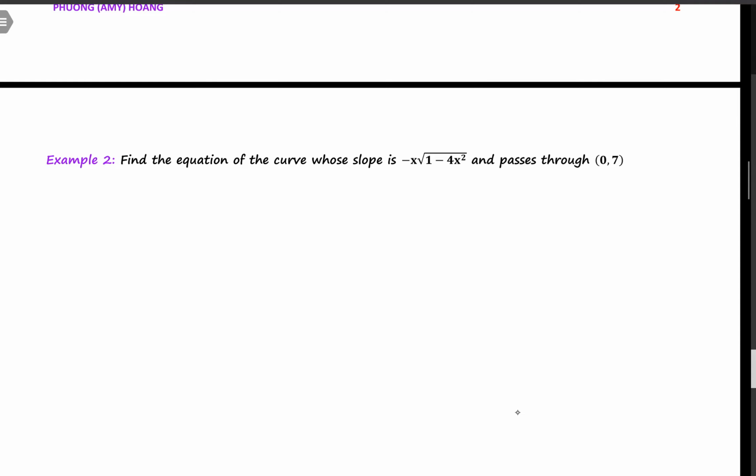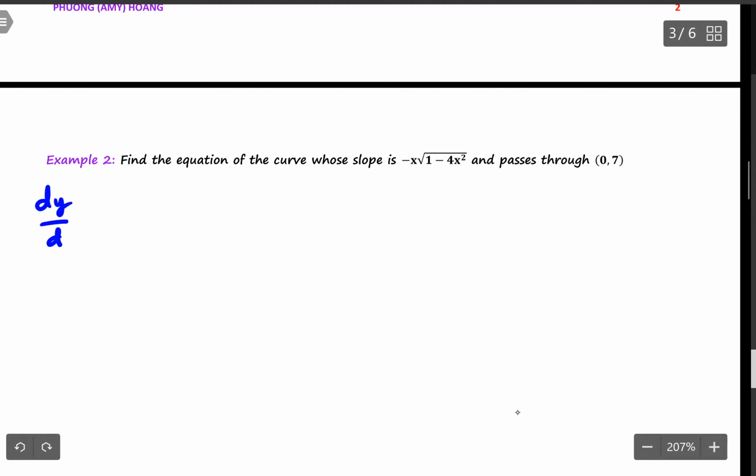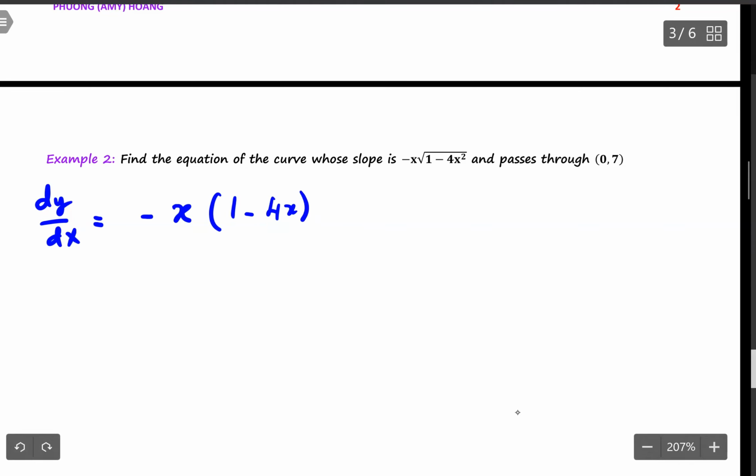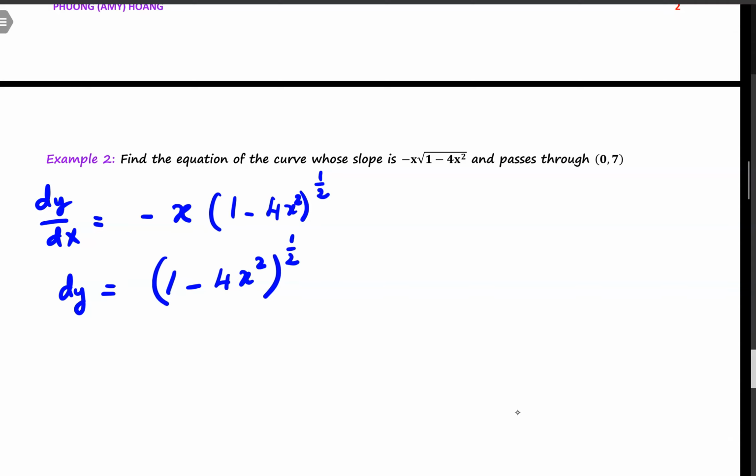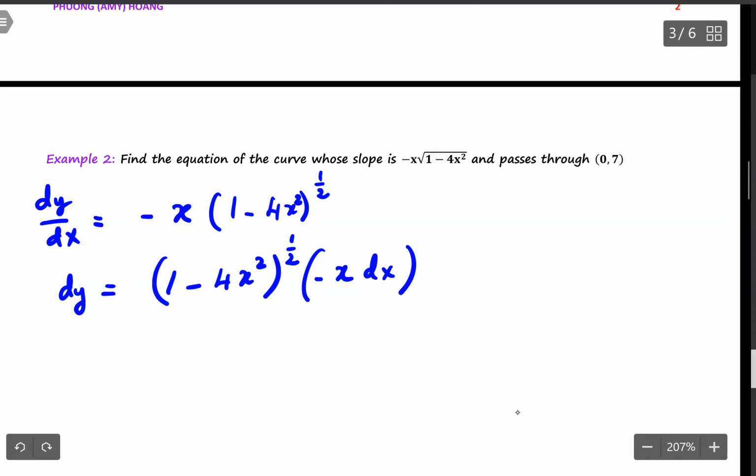So slope is dy over dx, so I will simply write dy over dx equal to minus x, and at the same time I would like to raise this to the exponent as well: 1 minus 4x squared to the exponent half. Because I know that I eventually will have to integrate anyway, I prepare myself ahead and raise this to the exponent half. This should be x squared right here. Excuse me. Then your next step is to multiply the dx over to the other side, and I also want to write it as minus x times dx. So you see, I just want to prepare myself one step ahead.